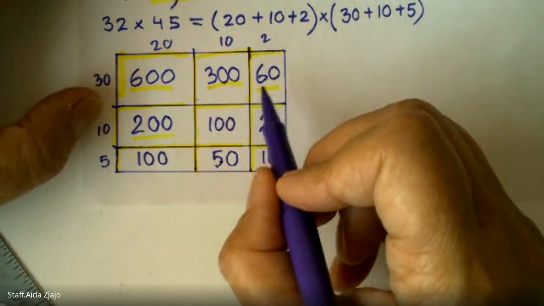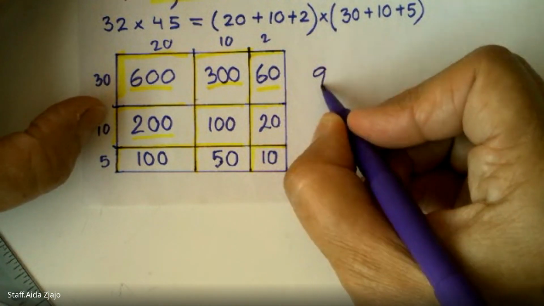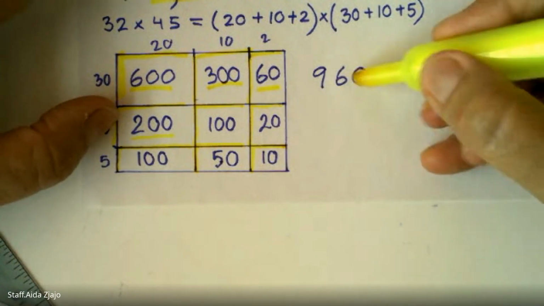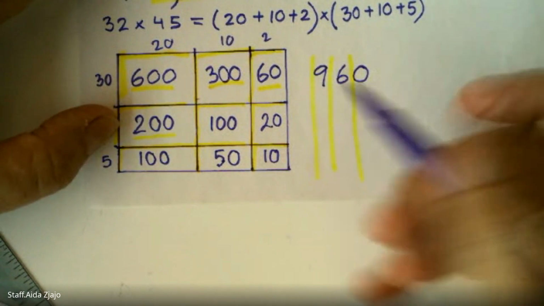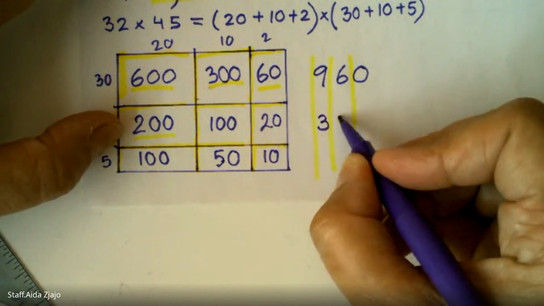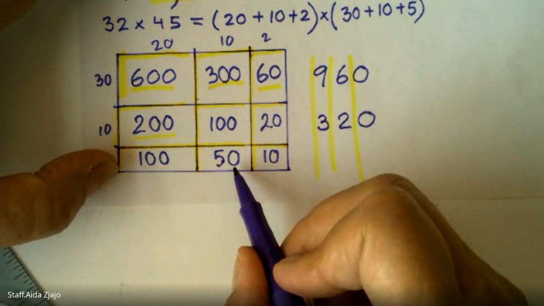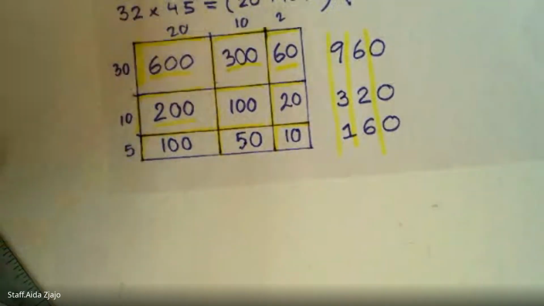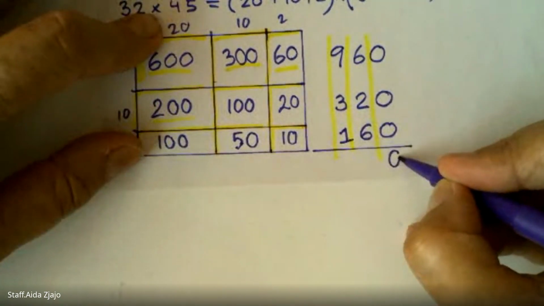600 plus 300 is 900, and plus 60 is 960. Okay, now I'm going to draw a line through, and I'm going to add this. 200 plus 100 plus 20 is 320, so 320. The next one is 100 plus 50 plus 10 is 160. And see if that's all going to give us the same area.